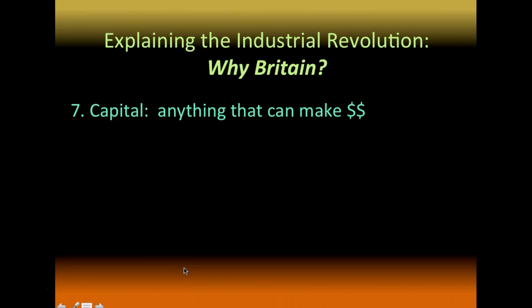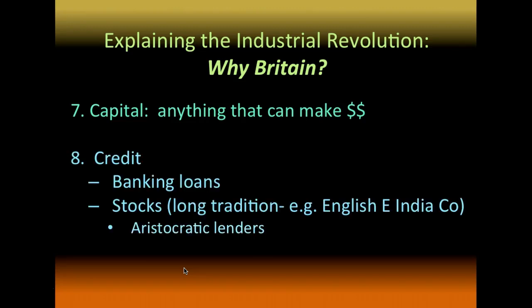Okay, so another reason why Britain was the head of the Industrial Revolution is because of capital. Britain had a lot of capital, and capital is really anything that can make money. So a huge labor force is capital, and all of those goods that Britain had, like the iron and the coal, those are all things that can be construed as capital.